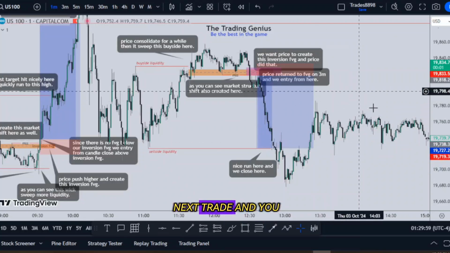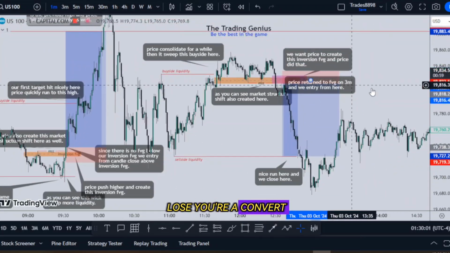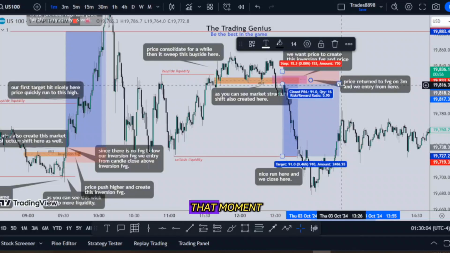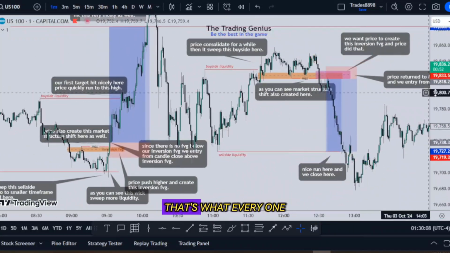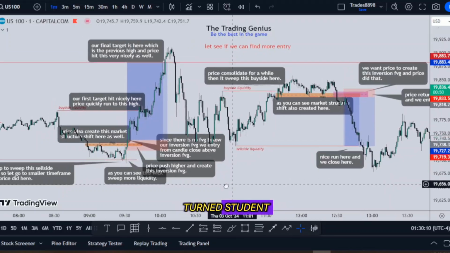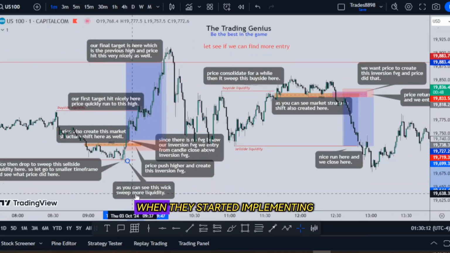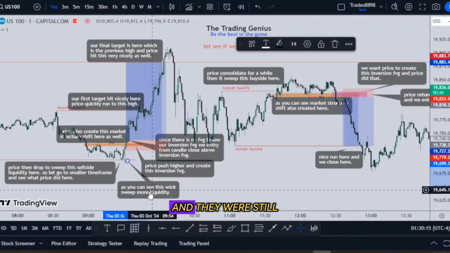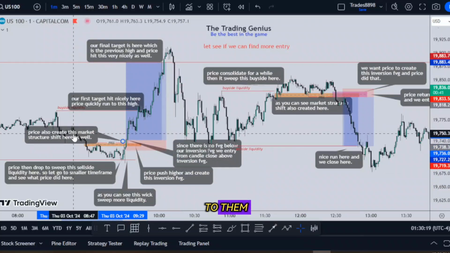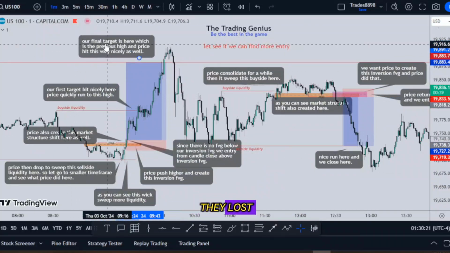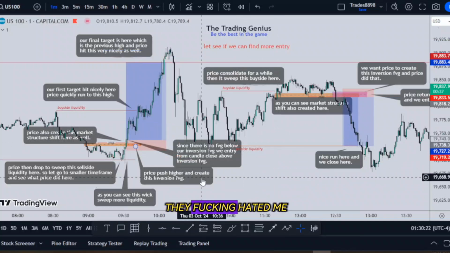If you take that next trade and you lose, you're a convert. I've convinced you at that moment. But the weak-minded ones will still want to wrestle, and then you'll troll me. That's what every one of my trolls that turned student did. When they started implementing what I teach, and they were still trying to trade their own stuff, and mine was saying it was going to do something opposed to theirs, they took the trade. And when they lost, they hated me more.